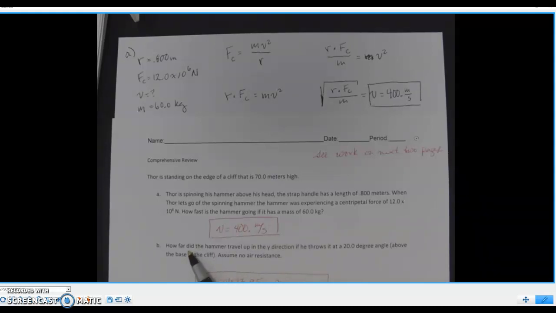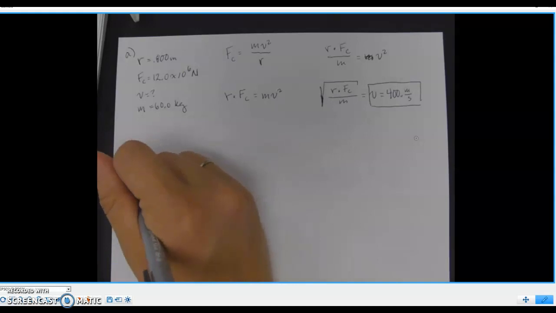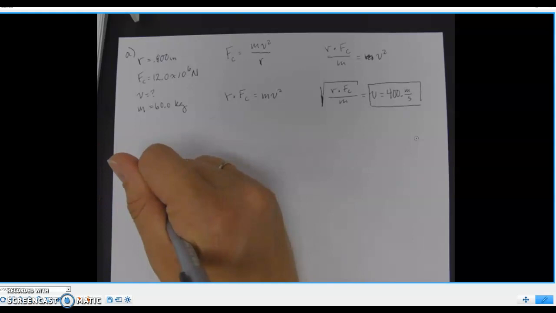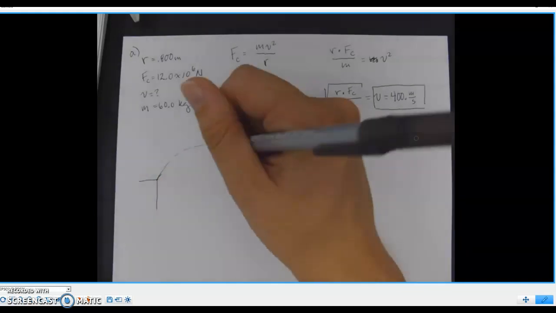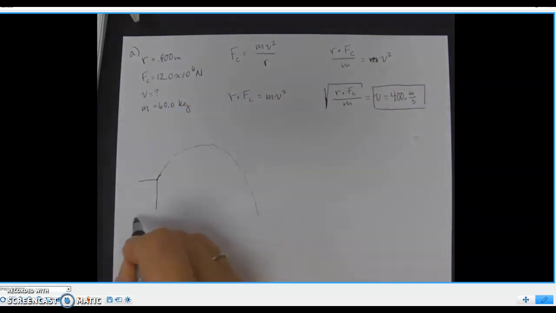Okay, part B. How far did the hammer travel up in the y direction if he throws it at a 20-degree angle above the base of the cliff? Assume no air resistance. So a reminder, he's standing on a cliff, and he's going to throw this hammer at an angle now. So it's at an angle, it's going to come up, and then eventually it's going to come back down and hit the ground, right?